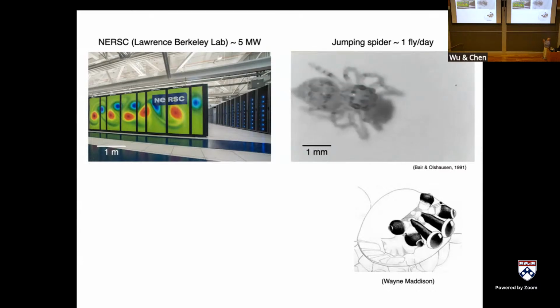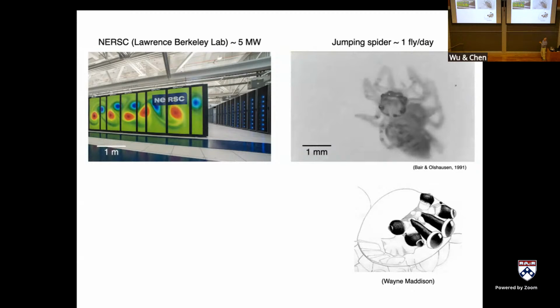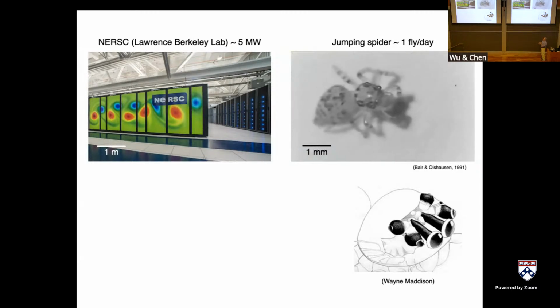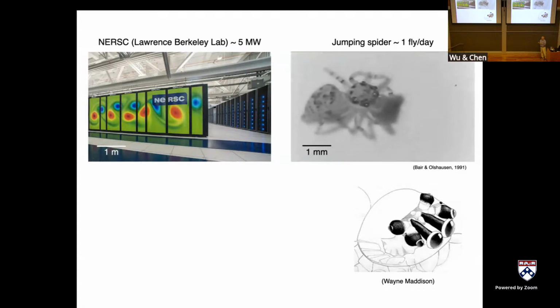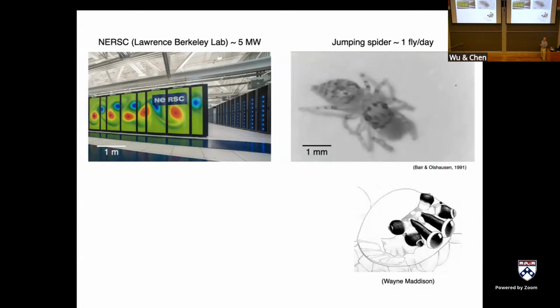Okay, so that's what biology did. This is what artificial intelligence is doing. And of course, this is right here, I'm just visualizing the NERSC supercomputer at UC Berkeley, which is one of my favorite targets, which consumes 5 megawatts of power. And this is really representative of many of the platforms that AI is running its algorithms on today.